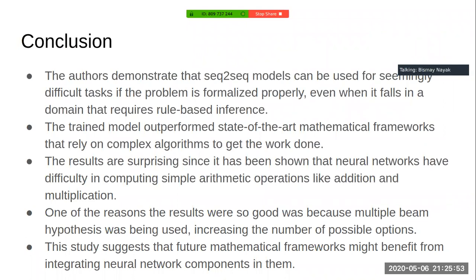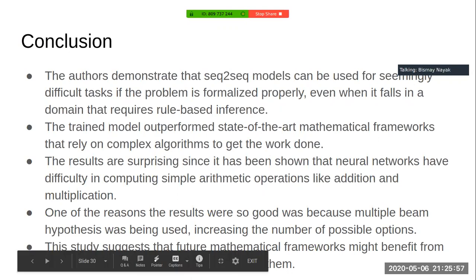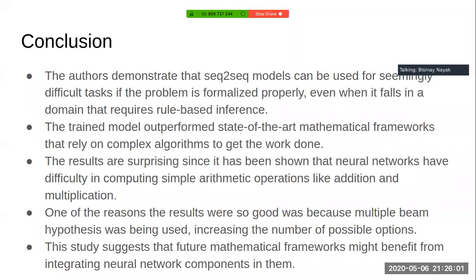Given these results, the study suggests that future mathematical frameworks might benefit from integrating these neural network components into their environment, because pattern recognition is very important for tasks like integration and differential equations. So that's it for the paper.